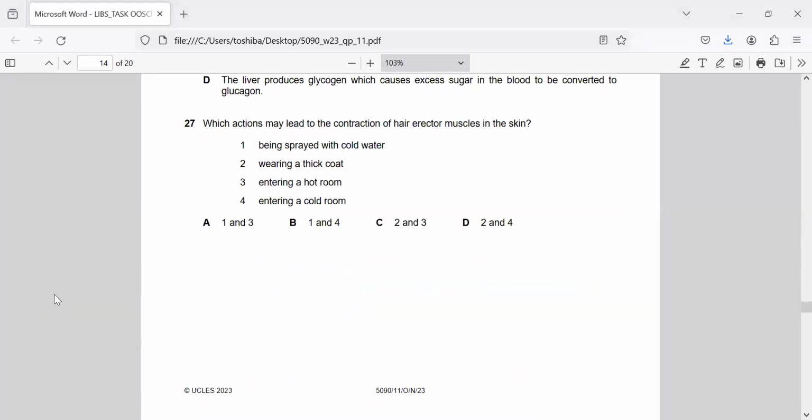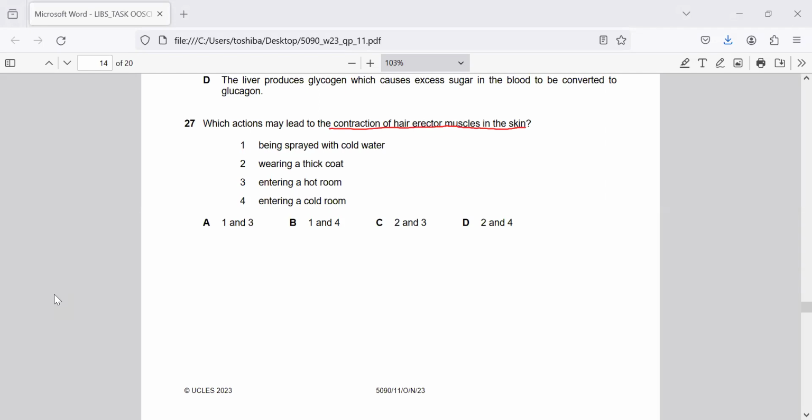This is question number 27. Which action may lead to the contraction of hair erector muscle in the skin? These are four actions given. 1. Being sprayed with cold water. 2. Wearing a thick coat. 3. Entering a hot room. 4. Entering a cold room. You have to tell which action may lead to the contraction of the hair erector muscle in the skin.